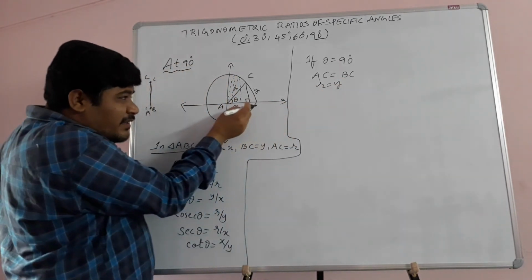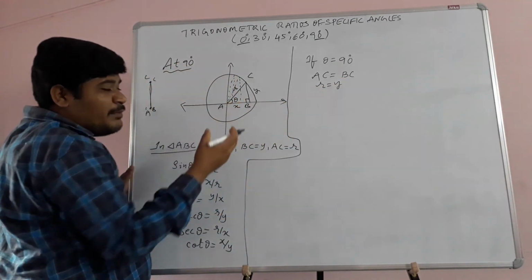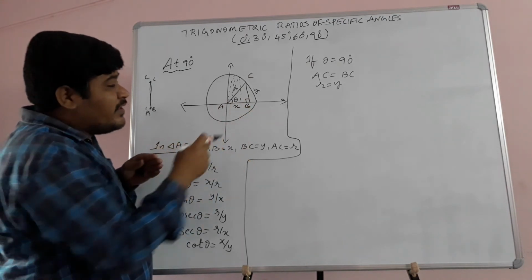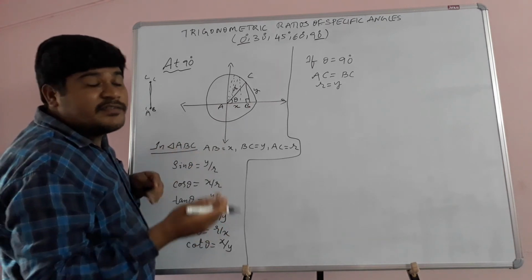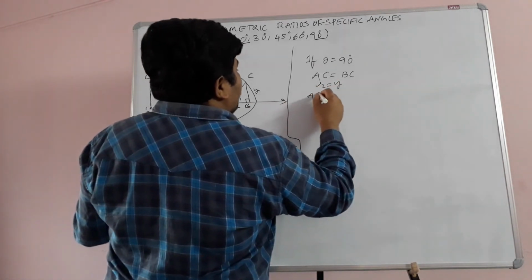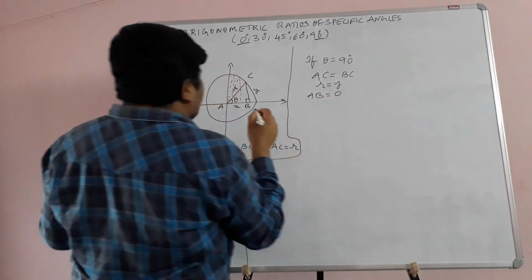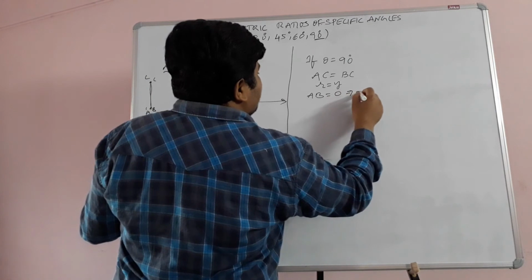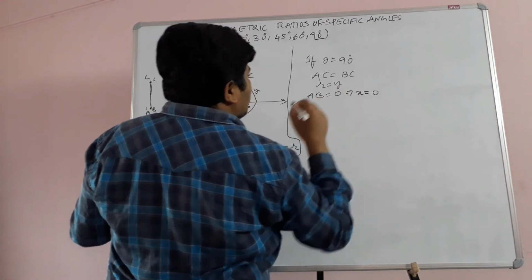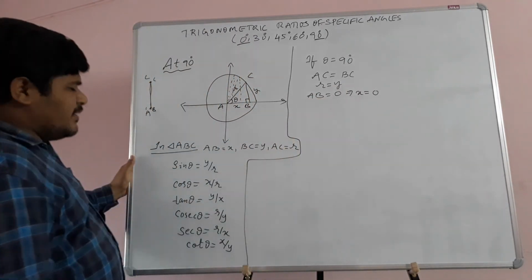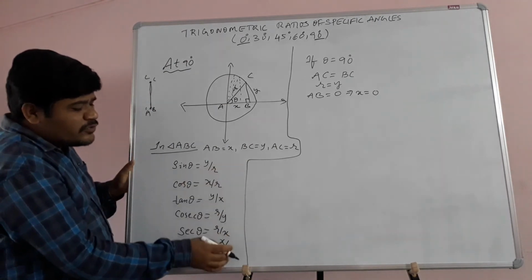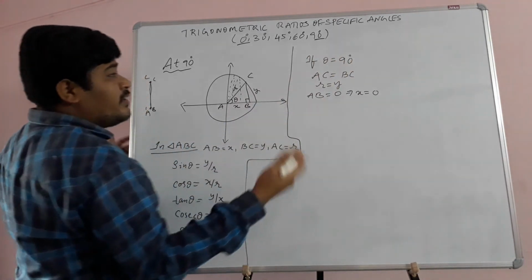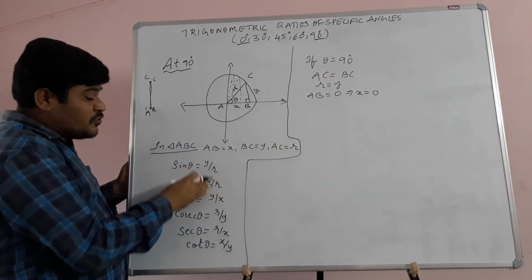And AB is becoming 0. When A and B coincide with each other, the distance between A and B will be 0. So AB is equal to 0. AB is equal to 0 means the length of AB, which is X, is 0. Therefore, x is equal to 0. Right. Now, very simple. Whatever is happening after theta is equal to 90 degrees, those values we have to substitute here.